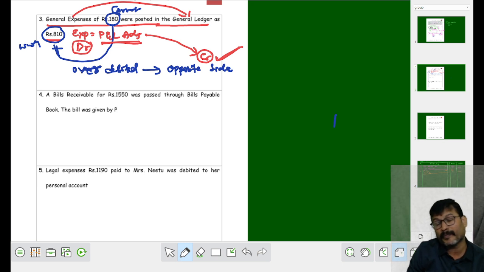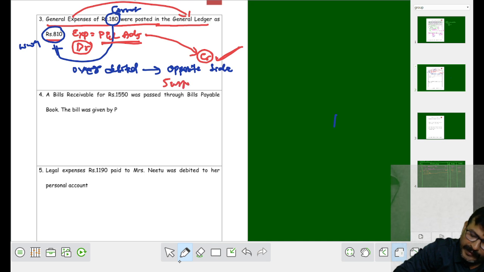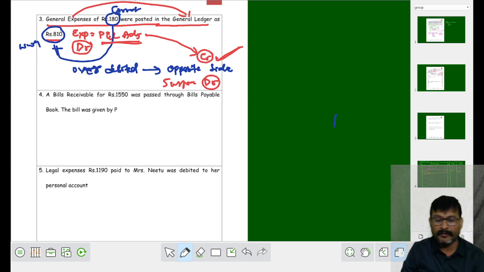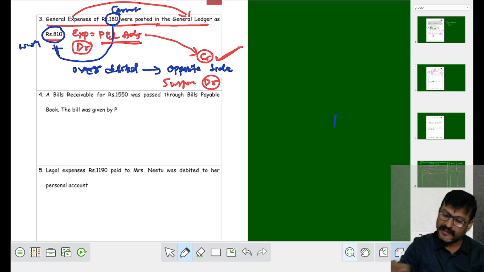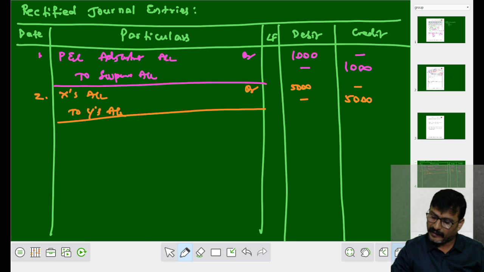Then what is your journal entry? P&L adjustment account is to be credited. Then we have to debit the suspense account. What account debit? Suspense account debit. Now your entry will be suspense account debit to P&L adjustment account.